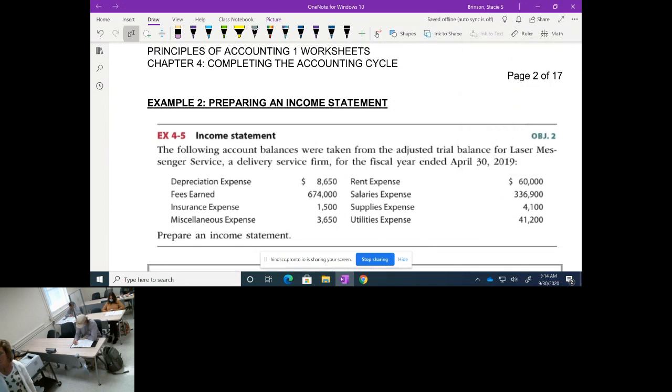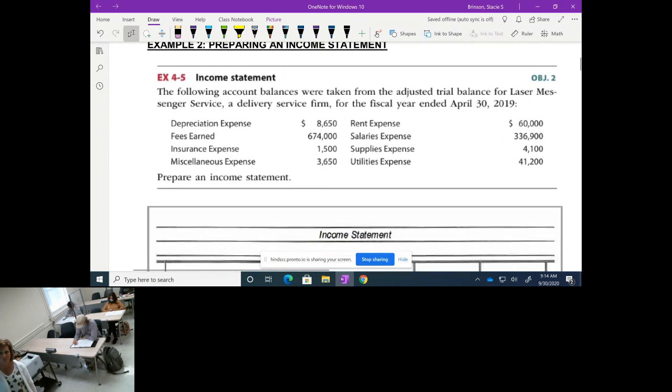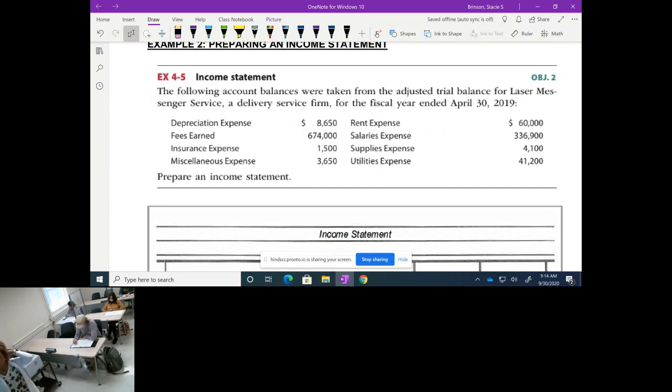So we're gonna go through the motions and prepare some financial statements, just to refresh your memory on them. We've got some balances here taken from the adjusted trial balance for Laser Messenger Service. It's a delivery service firm, and the fiscal year, meaning the business year, is ending April 30th, 2019. So they don't have everything in order for us. We've got to do it ourselves.